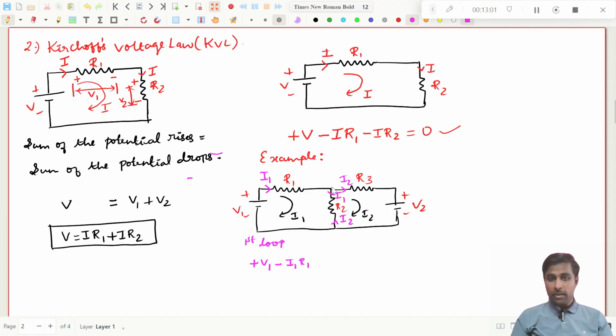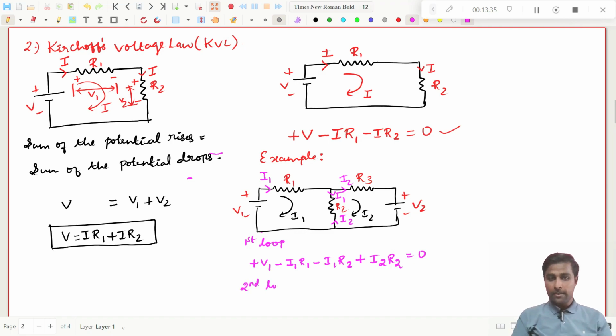Then you see I'm going in the same direction, in this direction. Again this current is in the same direction. So what you have to put here? Minus I1 R2. Then you see here I am coming in this direction, but this current is in the opposite direction, right? So if it is the opposite direction, then obviously you put plus I2 into R2. Then you see I have ended here. So at last you put equal to 0, right? This is the first one.